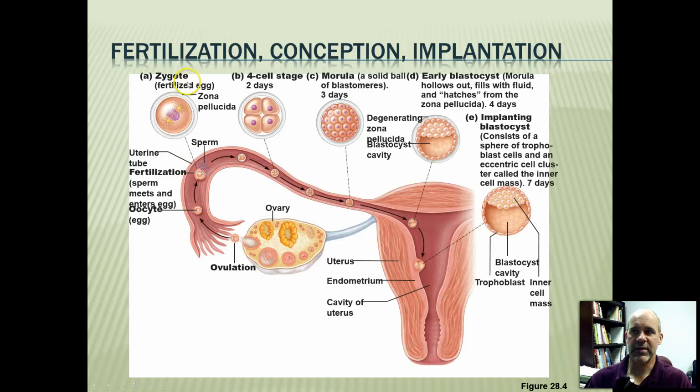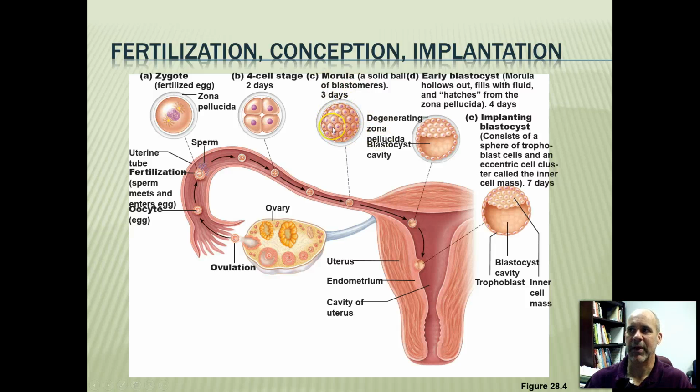Remember, the single cell of a new individual is called a zygote, and that big gigantic cell will divide, and it doesn't really change in volume very much at first. One cell becomes two becomes four. That's called the four-cell stage. Eventually, these cells keep dividing and form what's called a morula, which is a solid ball of cells.